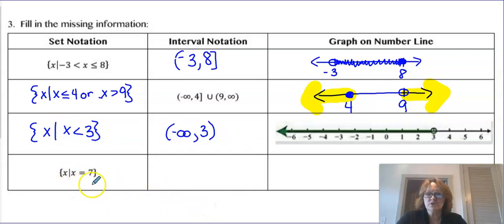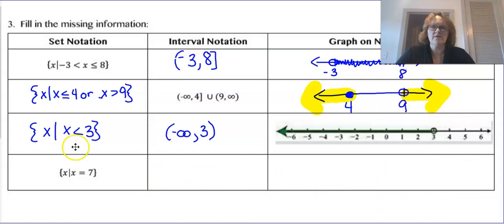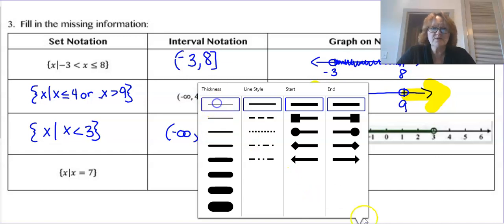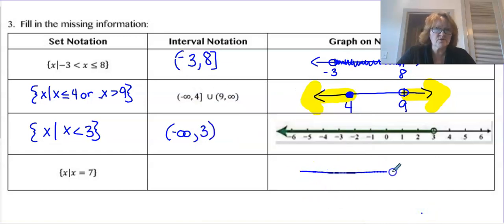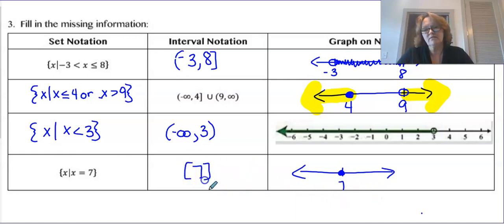All right, I'd encourage you to just pause your video and try this one real quickly, and then come back to it. So go ahead and pause and try this last one by yourself, and then hit play again. Okay, so hopefully you tried this one. You're given set notation. Let's draw our number line first. That's what I usually like to do. Okay, this says x equals 7. Guess what? That's just a closed circle at 7. That's all that is. And then our set notation would just be a 7, because it's not an interval from 7 to anything, or from -infinity to 7. So we would just have a bracket around the 7.